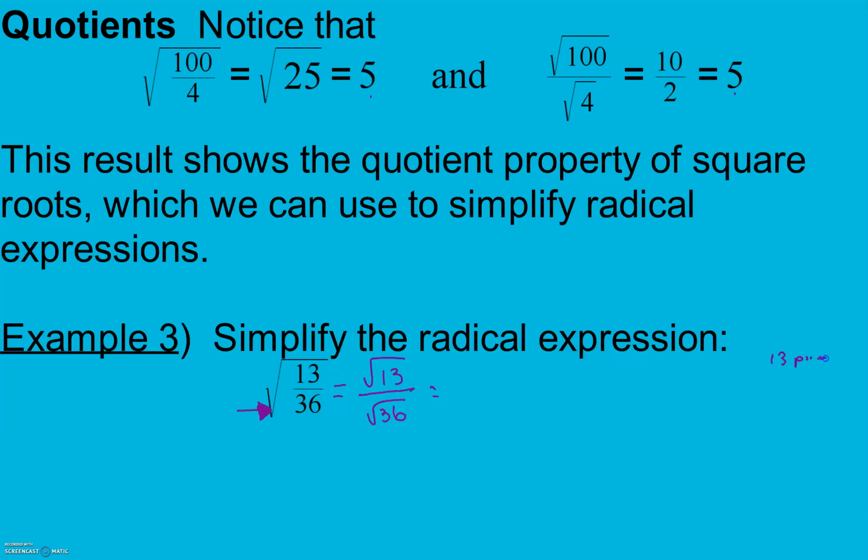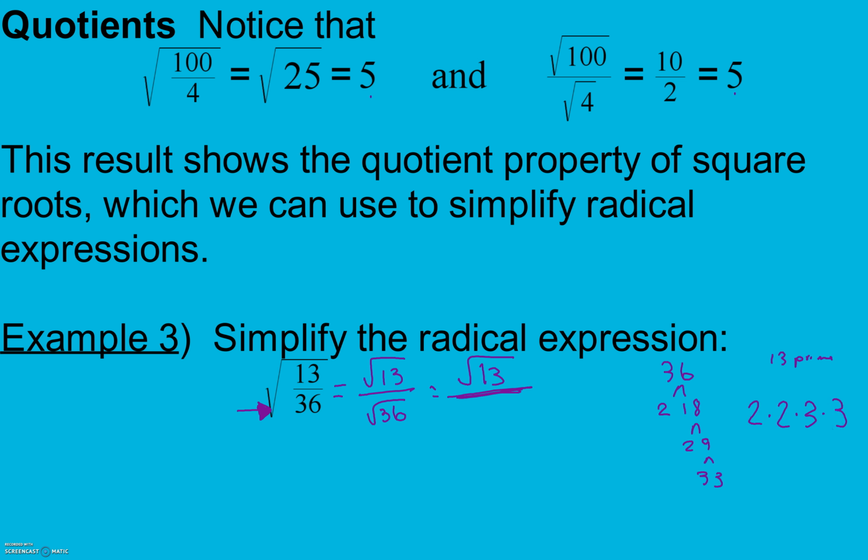13 is prime, which means there's no groups we can take out, so it stays as just the square root of 13. 36, however, we can break down. 2 times 18, 2 times 9, and 3 times 3. We also could have done 6 and 6, 9 and 4, whichever factors you want, as long as you break them completely down to their prime factors. 2 is not divisible by anything except 1 and 2. 3 is not divisible by anything except 1 and 3. So here I have 2 times 2 times 3 times 3.